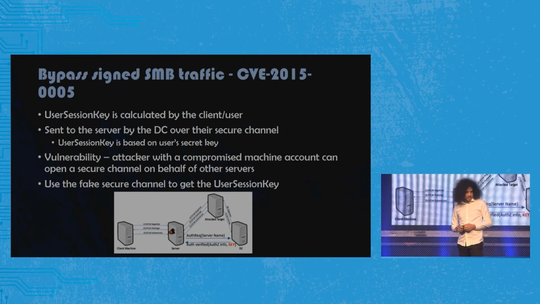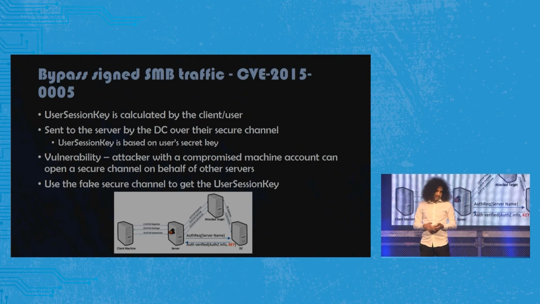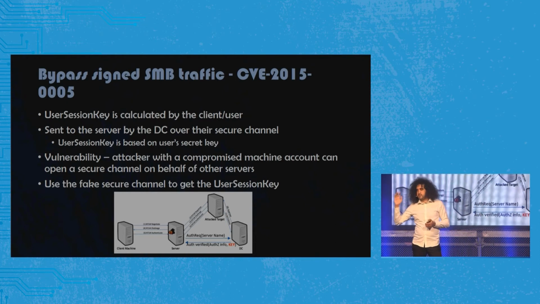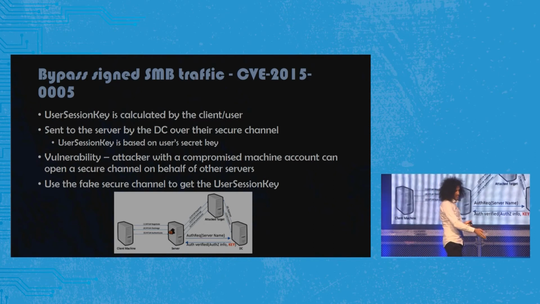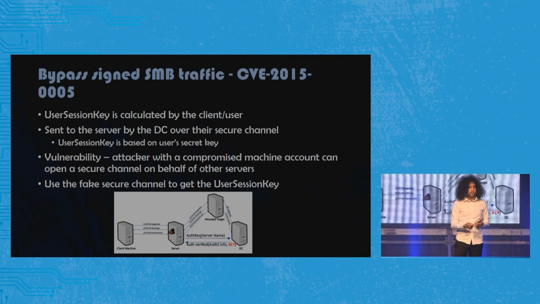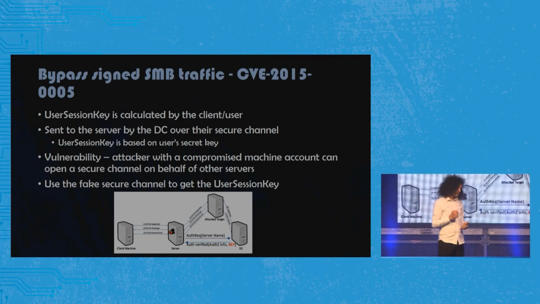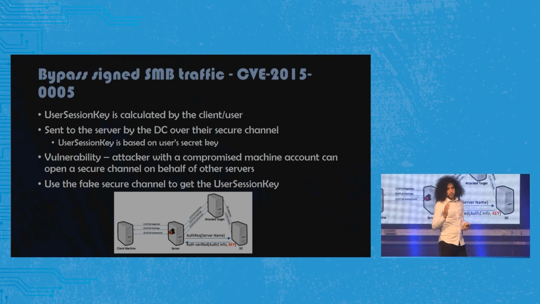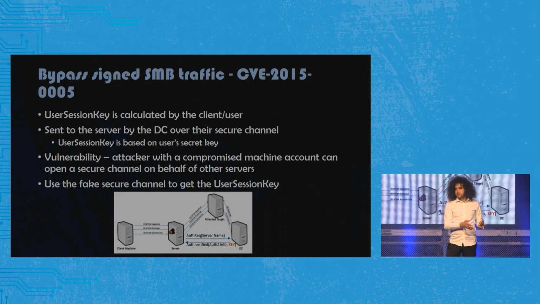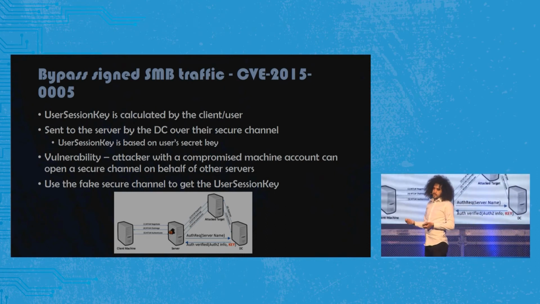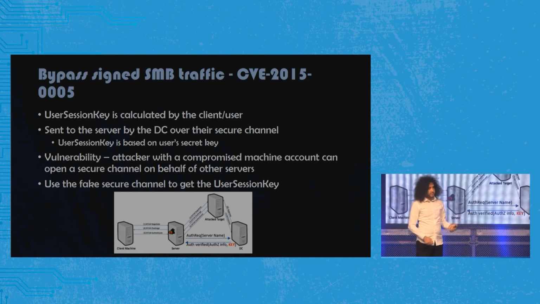According to this CVE, there is a vulnerability that lets attackers who own a computer account in your domain open a secure channel on behalf of other servers. Meaning that if I've compromised one computer account in your domain, such as in the recon phase, the attackers can use this account to open a secure channel on behalf of their target sensitive server, and use this secure channel to obtain the user session key in order to encrypt the traffic to that server, and by that, move laterally to that sensitive server.